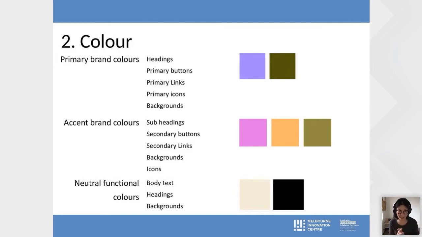In my case, I have more. And for the accent colors, I've used them on subheadings, buttons, links, backgrounds, and icons. And then I've got my neutral colors below that as well. So hopefully that gives you an example of how I've created some of the color combinations for my website.